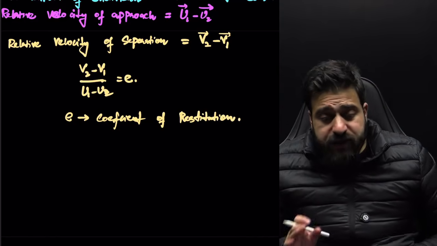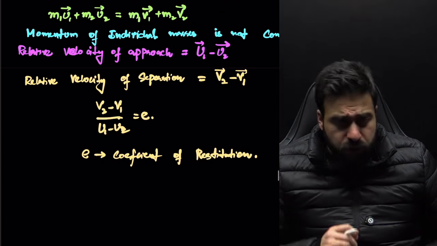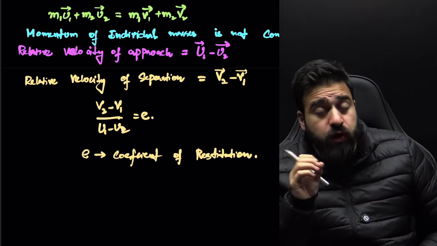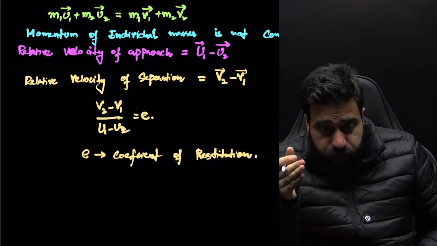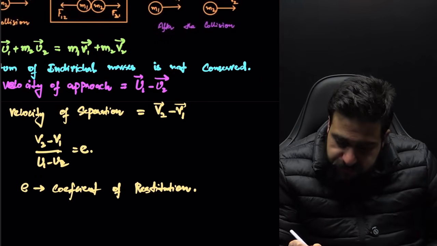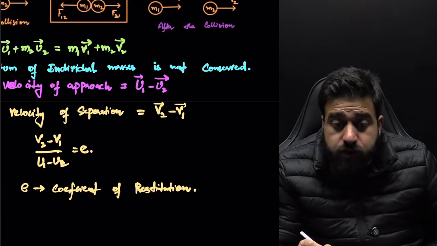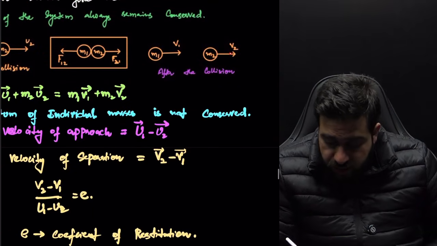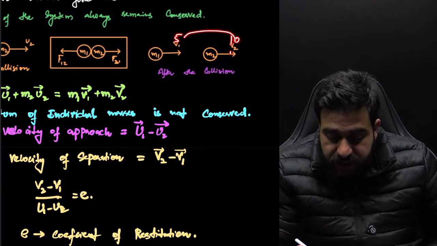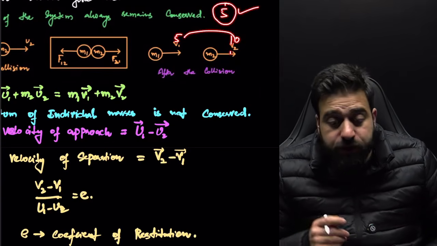So, my dear NEET aspirants, till now you studied the relative velocity of approach, with what velocity they are approaching towards each other, and with what velocity they are separating from each other, v2 minus v1. Like if I say v2 is 10 and v1 is 5, with what velocity are they separating? 10 minus 5, that is 5. So 5 is the relative velocity of separation.